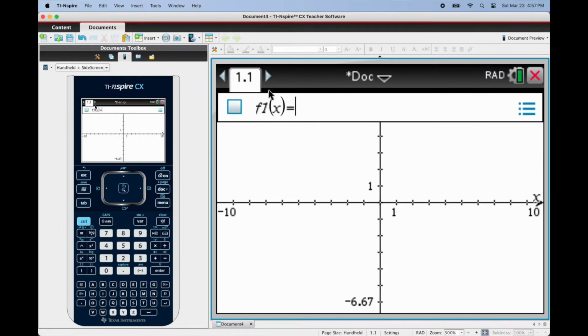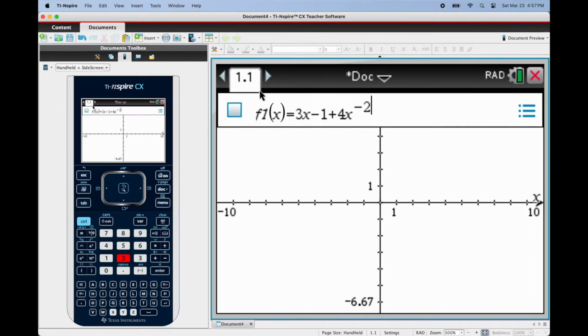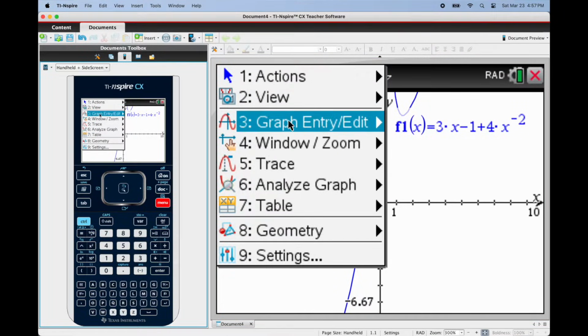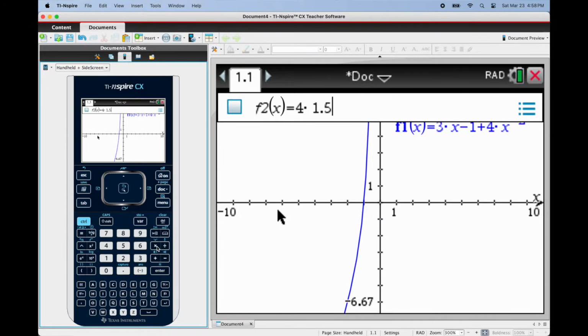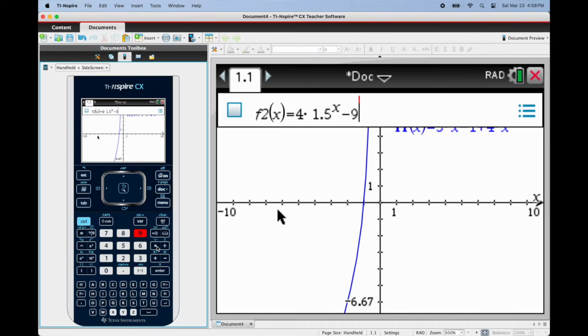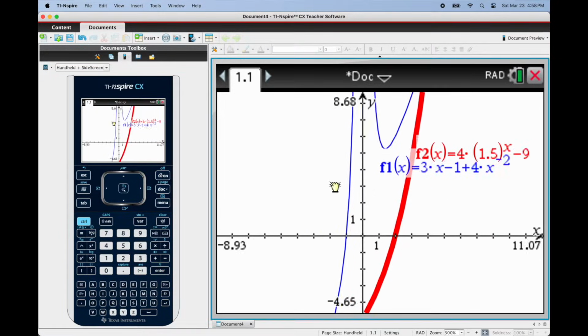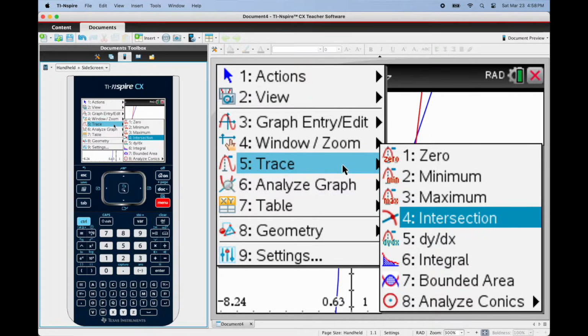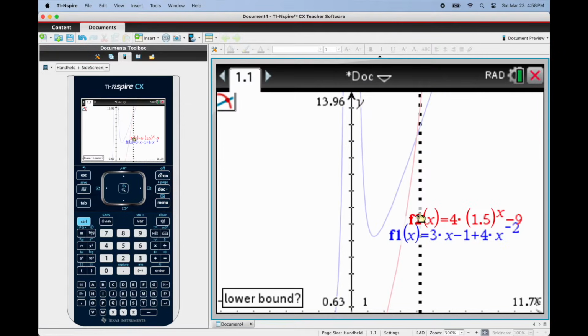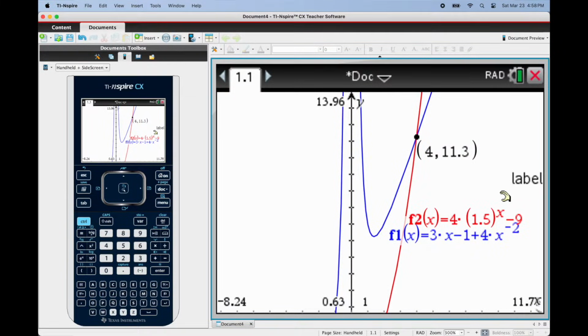Okay, so here is the original function that we had: 3x minus 1 plus 4x to the negative 2. That's our original function. Let's go menu, graph entry function. Let's put the second function in, which was 4 times 1.5 raised to the power of x minus 9. Looks like we have our intersection right here. So analyze graph, intersection, and in this case, it gives us a different value.